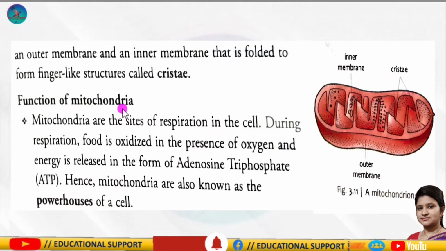What are the functions of mitochondria? Mitochondria are the site of respiration in the cell. So during respiration, what happens? During respiration, food is oxidized in the presence of what? Yes, in the presence of oxygen, and energy is released in the form of adenosine triphosphate, ATP. The full form of ATP is adenosine triphosphate. And what is the full form of ADP? ADP is adenosine diphosphate. Hence, mitochondria are known as the powerhouse of a cell. Very important: who is called the powerhouse of a cell and why? This is a figure of the mitochondrion.